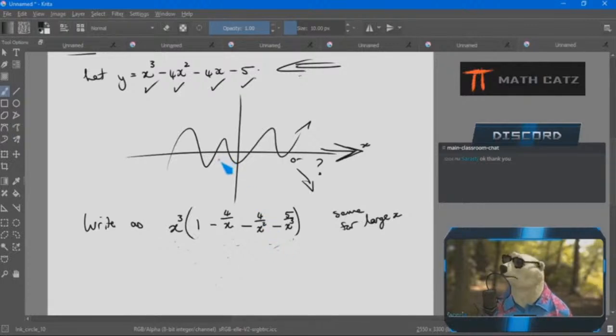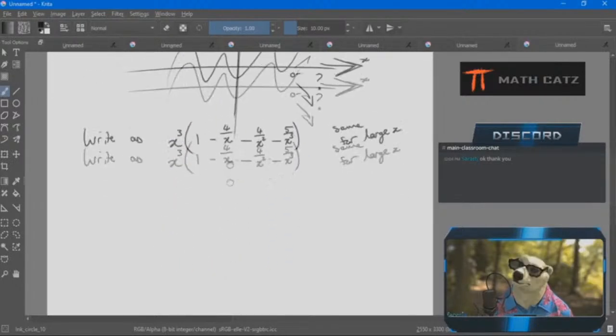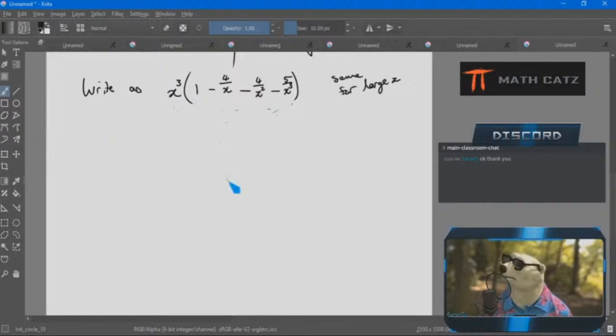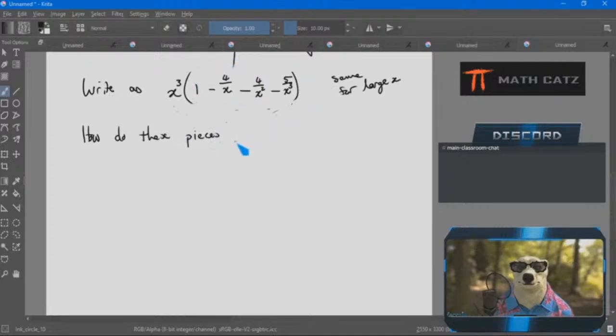Okay. So now the question is, what happens to the pieces as x gets really big? And the first one is a slower discussion. Once we get the hang of it, it's going to speed up a lot. So now the question is, how do these pieces that make up this function behave as x gets large? That is the question.